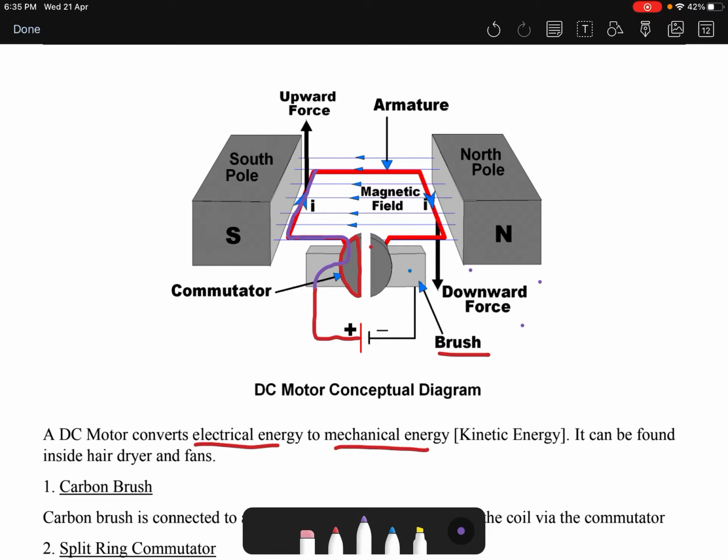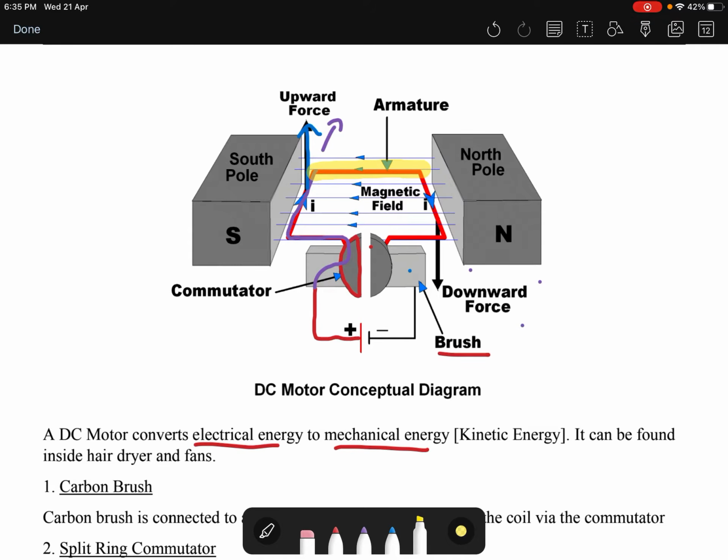Alright, since there's a current flowing through the coil of wire inside the magnetic field, it will experience a magnetic force. If you use your Fleming's left hand rule, with your B field pointing towards the left and your current pointing in this particular direction, you will see that your thumb is pointing in the upward direction. So this particular section of your wire will experience a force in the upward direction.